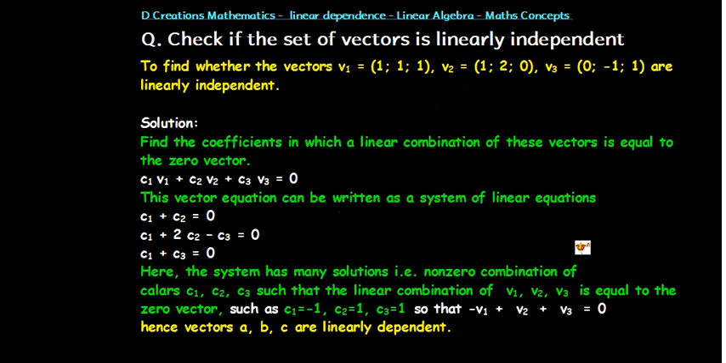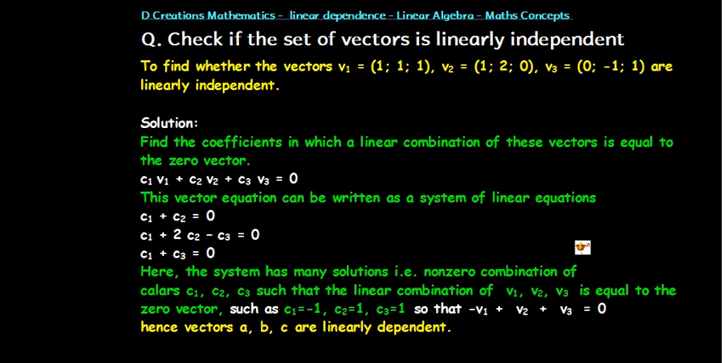Why? Because when you solve it, you will realize that this has infinitely many solutions. That means there are several non-zero combinations of the scalars c1, c2, c3 such that the linear combination of the vectors v1, v2 and v3 is equal to the zero vector. So c1 = -1, c2 = +1, c3 = +1 can also be one of the combinations. Try substituting it and you will realize that it gives you 0.